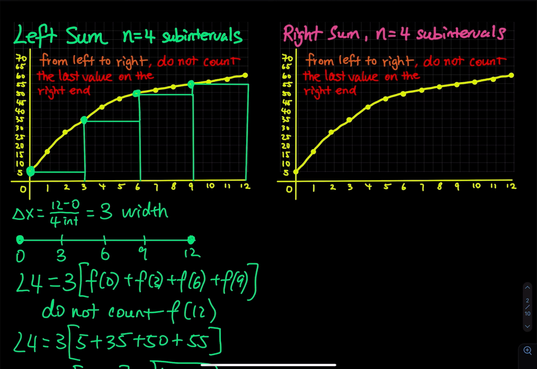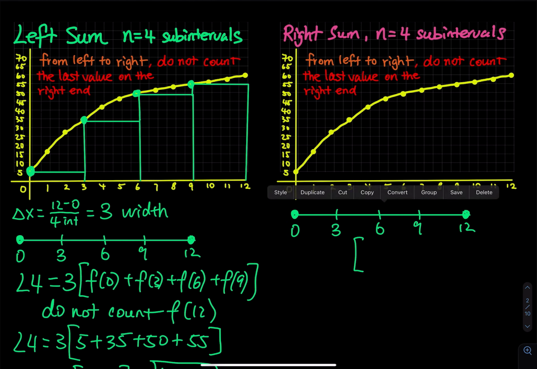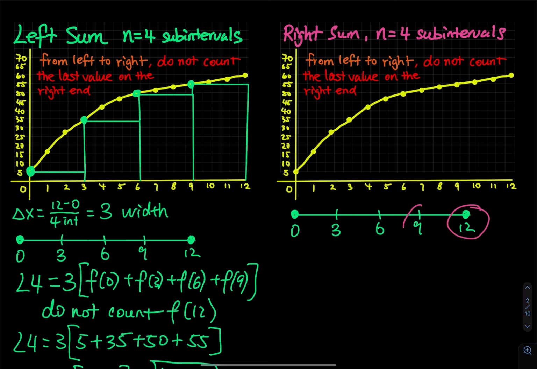How about this? I am going to copy this and paste it right here, and then erase the extra stuff. So from right to left, we will be taking the 12, 9, 6, and 3, and we omit the 0. From 12, we have a point right over here, and then we extend a straight line to 9.